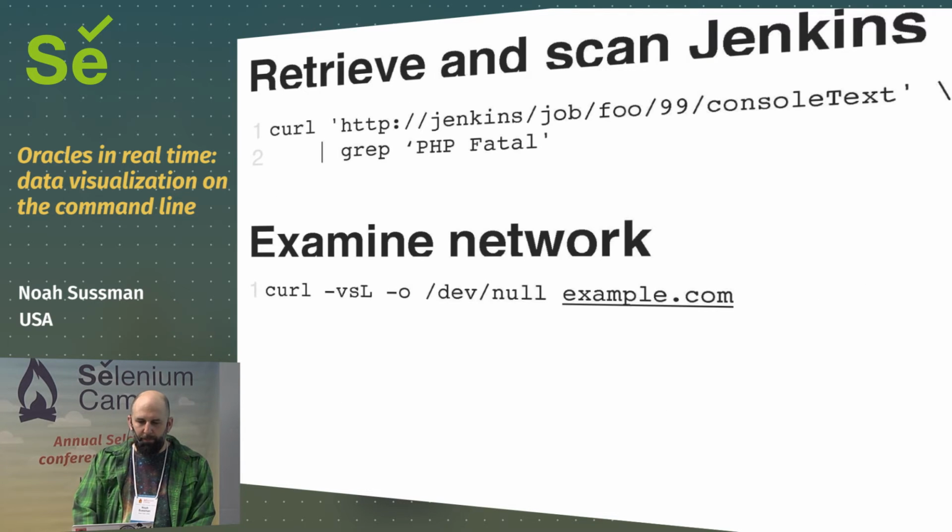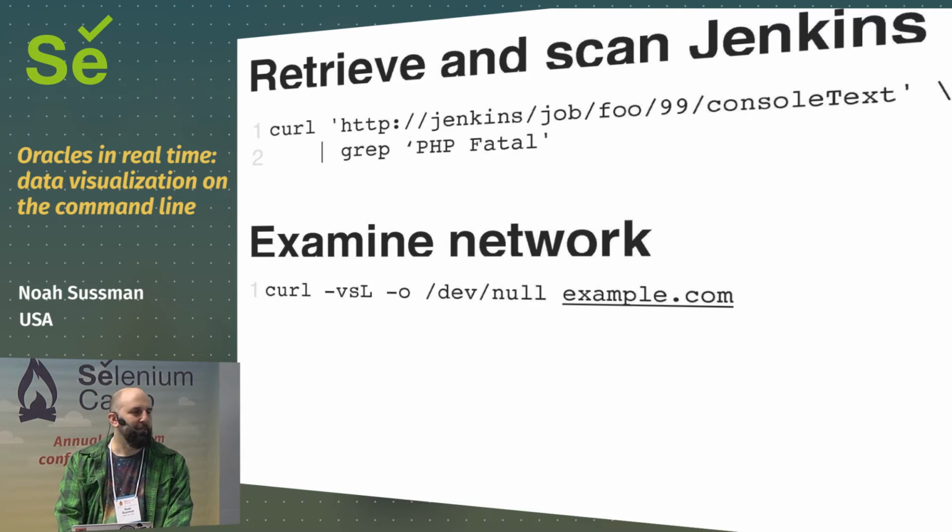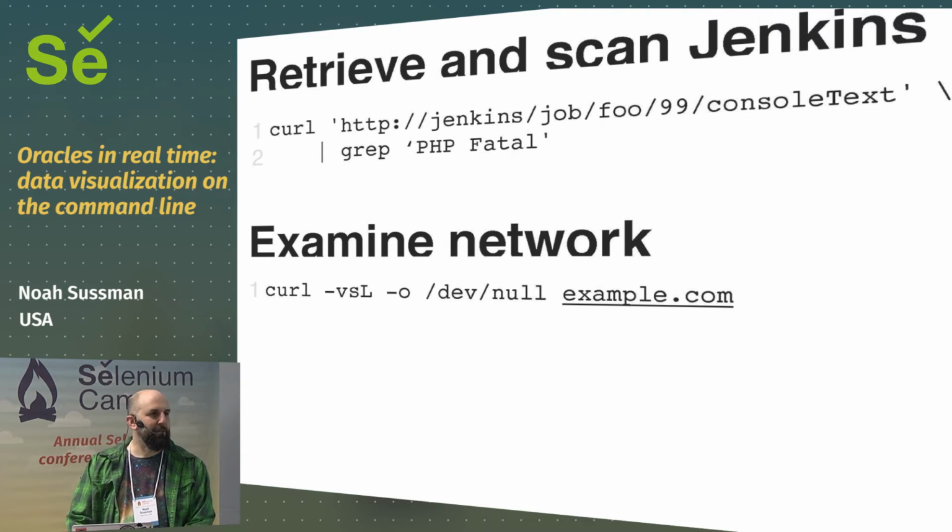So here are two incredibly powerful curl examples, so they may look simple. The first one grabs the Jenkins console log and scans it for some specific error text. This is a real-world example. Scanning for PHP fatals is good. There's all kinds of interesting edge cases in PHP unit tests where you can get a fatal but not necessarily fail your tests in the right place.